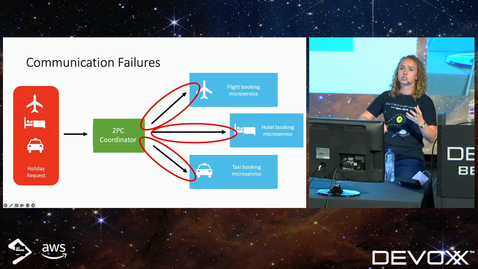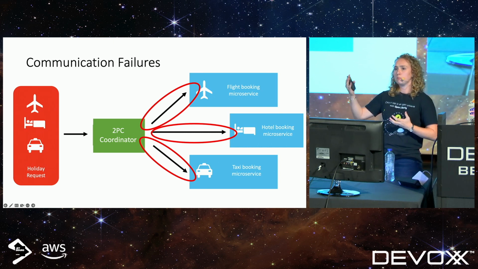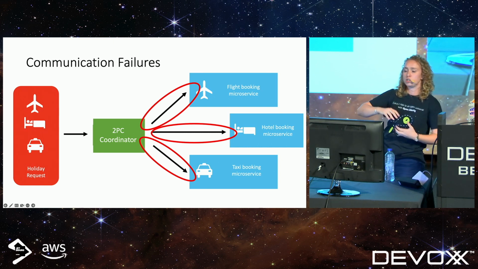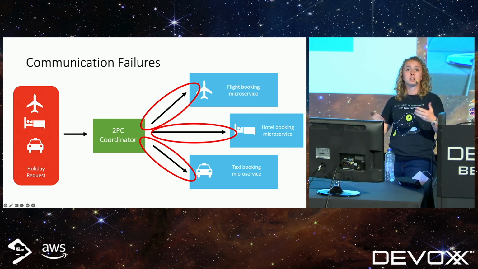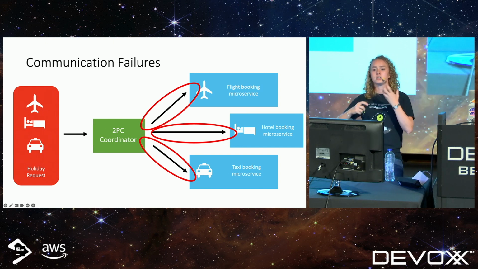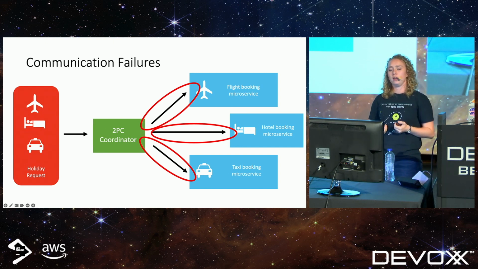Sometimes messages can get lost, sometimes they never get sent. How do you know whether that microservice received the message or whether the message was lost somewhere? Do you retry? What's your retry policy? So there's all these factors to consider when it comes to communication failures.